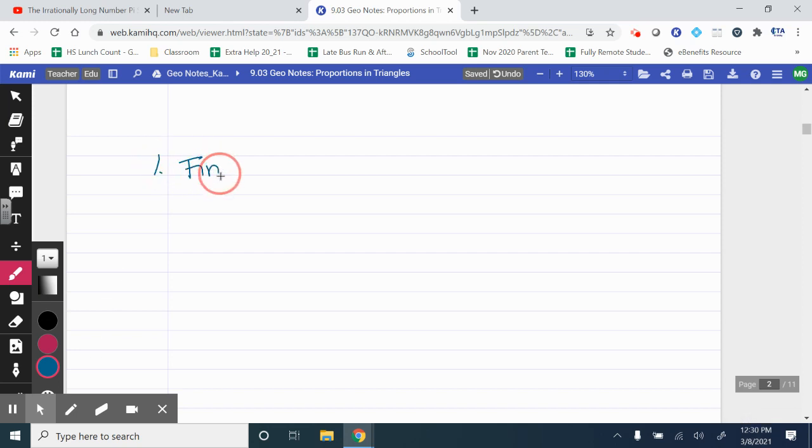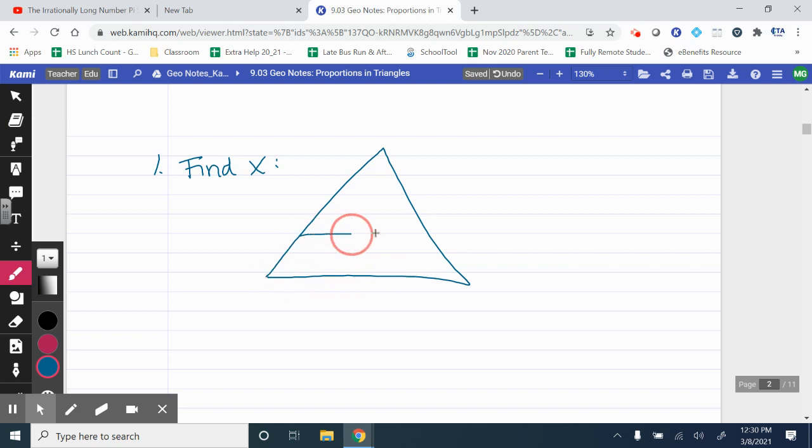So find x. They have to be parallel to each other in order to divide them up proportionally. So this is x minus 4. This is 4. Here's x minus 1. And down here is x plus 1. All right, so first pause the video and see if you can set up a proportion given those lengths of the sides.